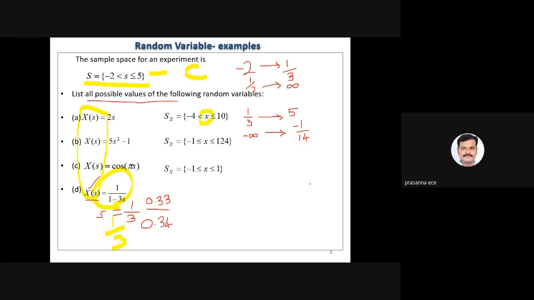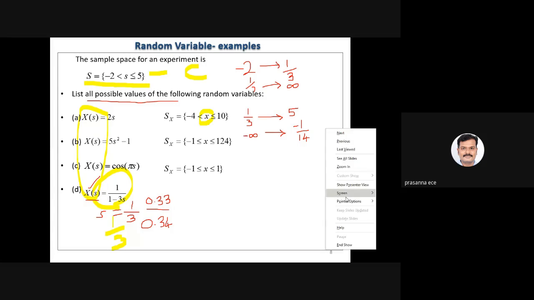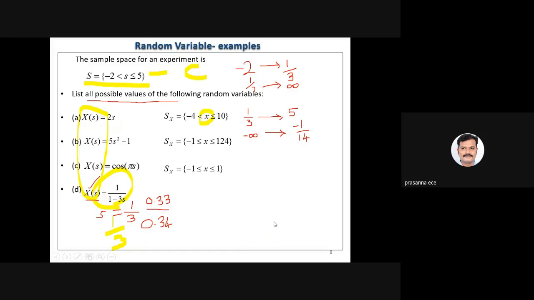Okay. So if you can visualize this, there is a slightly different behaviour. Okay, I've listed it here. So x values are from minus infinity to minus 1 by 14, and another set of values which are from 1 by 7 to infinity. So we can show this in a graph. Okay, so these are the values of s.